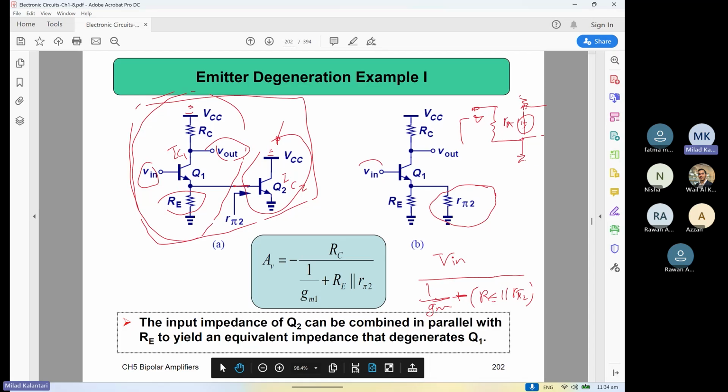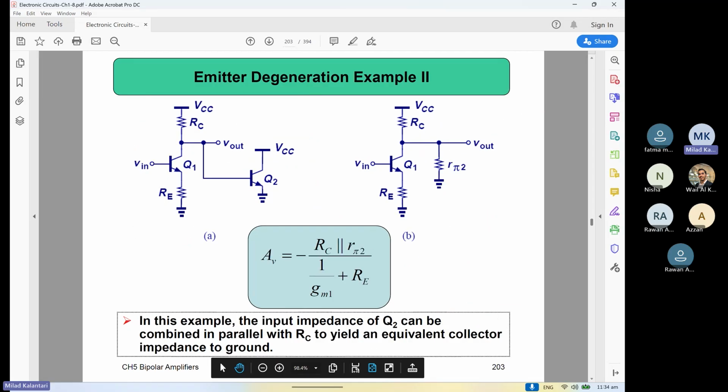And this emitter current is passing through the RC. You just multiply it by RC, and basically it gives you the gain. There is a negative sign, don't forget it, right? So this is how you generate it. You don't need to really draw all the small signal circuit. We can simplify it quickly.